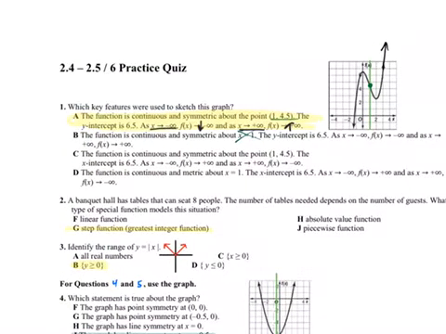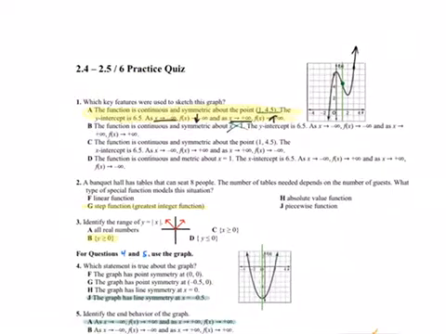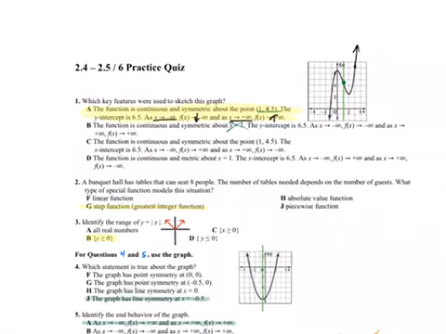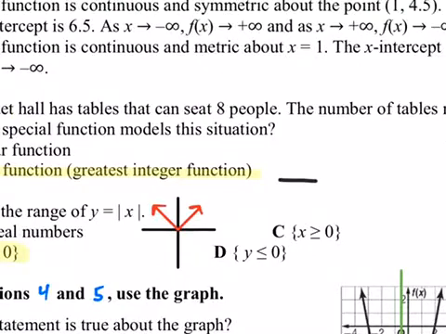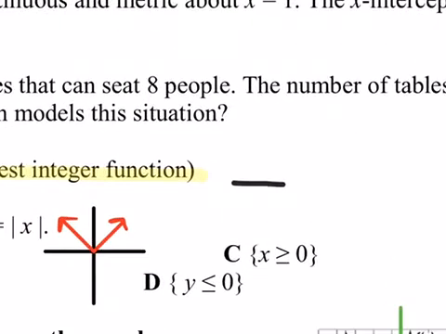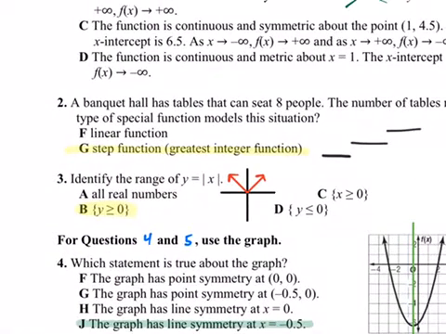So, number 2, a banquet hall has tables that can seat 8 people. The number of tables needed depends on the number of guests. What type of special function models this situation? This is a step function, because you need a table for however many people, and then all of a sudden, if a 9th person shows up, you need a whole new table until enough people fill that, and then you'll need a 3rd table. So that is a step function.